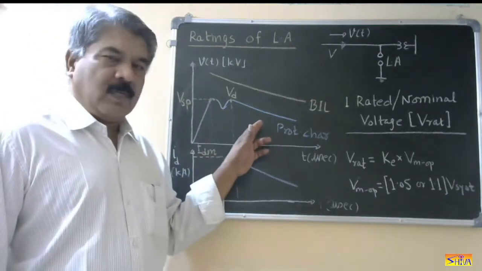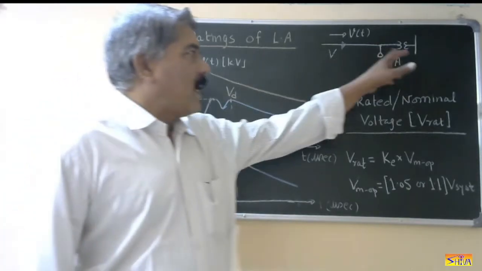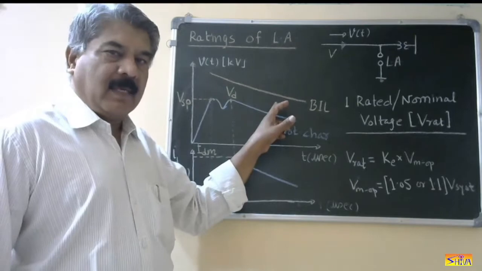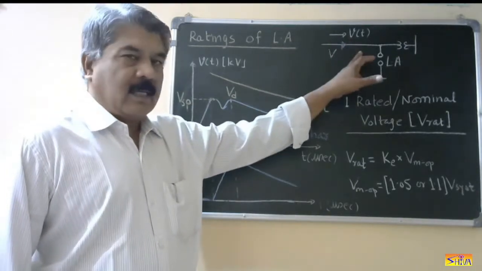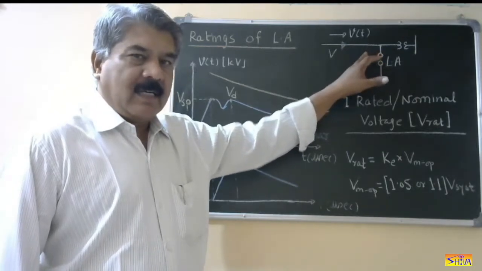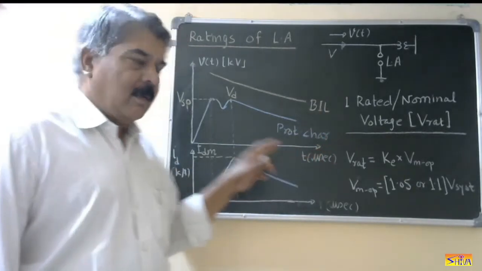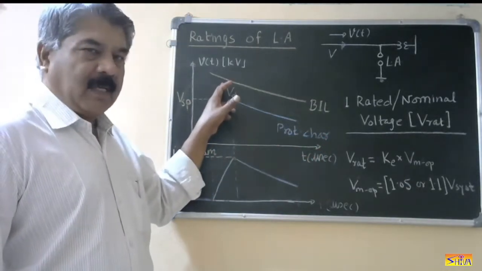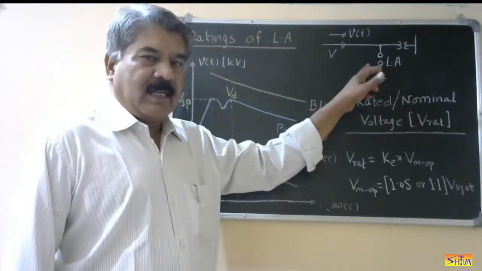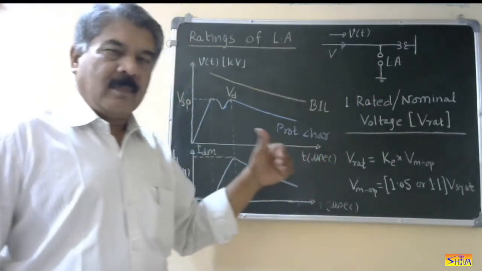Now we are using a lightning arrestor to protect the instrument. In this diagram, this is the transformer. For this transformer, let us say this is the BIL. When the lightning or overvoltage comes, the lightning arrestor must discharge it before it attains the BIL. So we have to keep the impulse spark over voltage of this lightning arrestor well below the BIL.